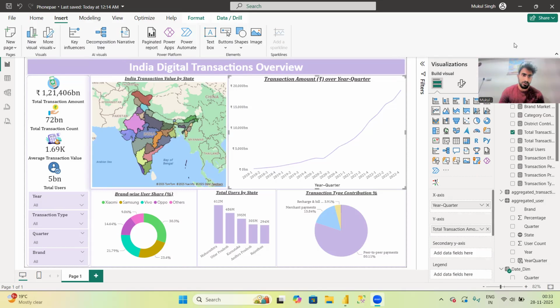India produced 1.21 trillion worth of digital transactions, representing 72 billion total transaction count. What is even more impressive is the reach, over 5 billion digital total users across the country. The average transaction value, as you can see here, is 1.69 thousand, showing that digital payments are not just high value transfers. They are deeply embedded in everyday spending.